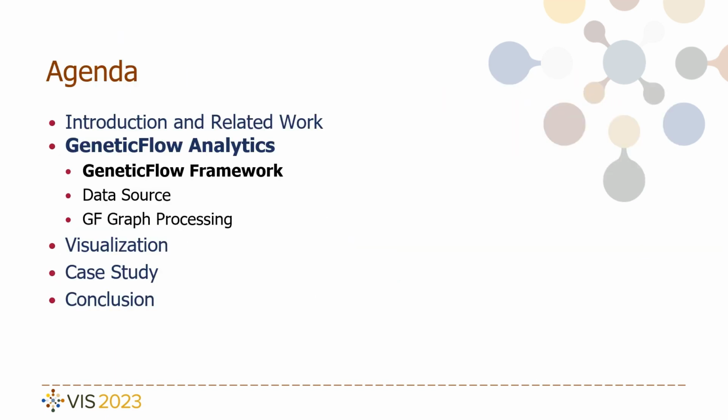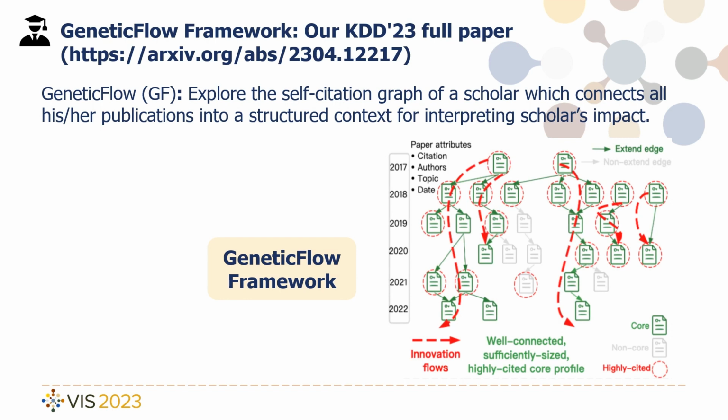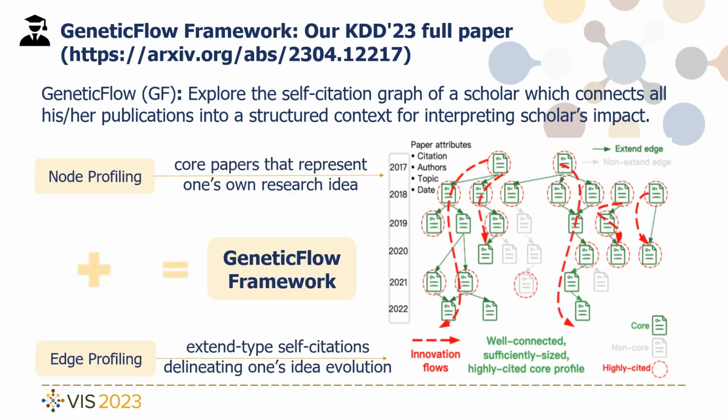To resolve the impact-oriented scholar profiling problem, we introduce GeneticFlow Analytics, or GF in short, which is described in more detail in our KDD full paper this year. GF constructs a self-citation graph for each individual scholar, which connects all his/her publications into a structured context. The framework is mainly composed of two algorithms: node profiling to expose core papers in the graph that represent one's own research idea, and edge profiling to detect the set of core extend-type citation edges that represent the evolution of the scholar's scientific contribution.